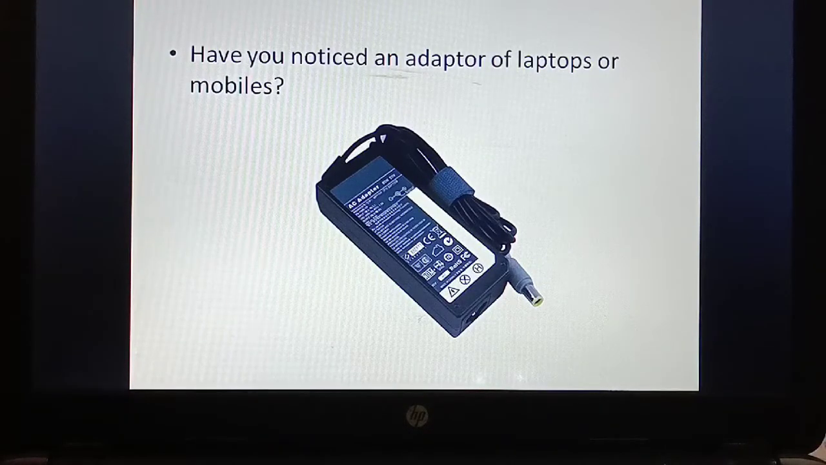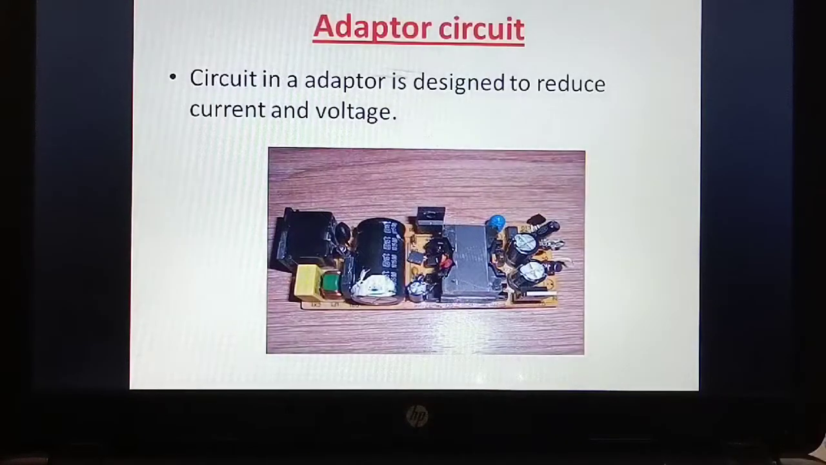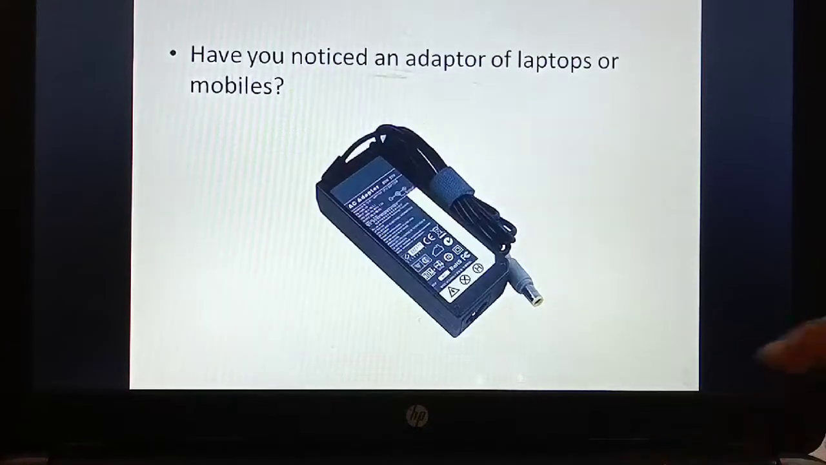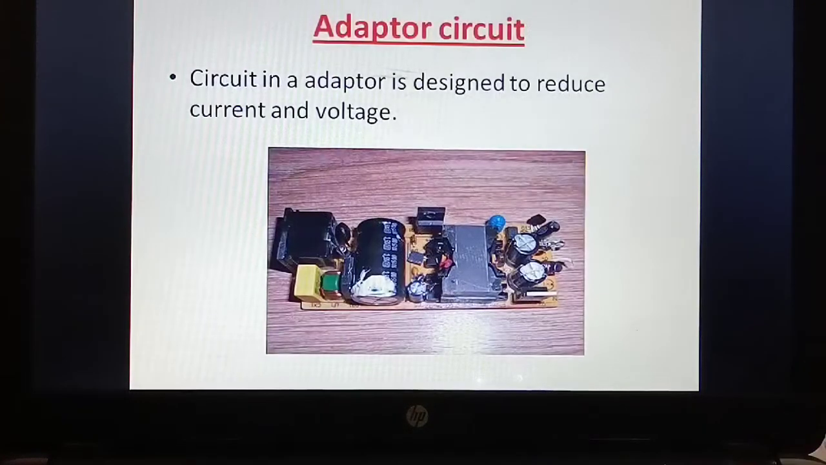So the input is given in a range, but the output voltage is given in a single form. Now how is that possible? If you see the circuit of the adapter, you can change or reduce the current and the voltage. How?